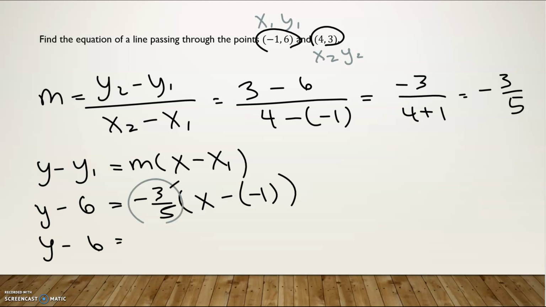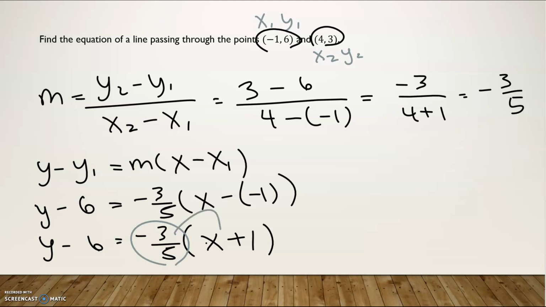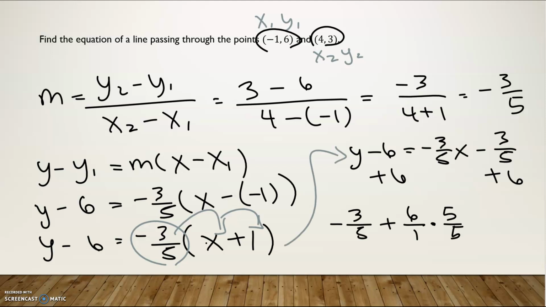Actually, first thing I'm going to do is clean up these 2 negatives right here. So that'll be -3 fifths x plus 1. Then I'm going to distribute this -3 fifths to the x and to the positive 1, and you get y minus 6 is equal to -3 fifths x minus 3 fifths. Then you add this 6 to both sides.